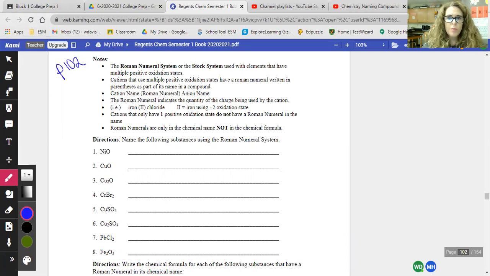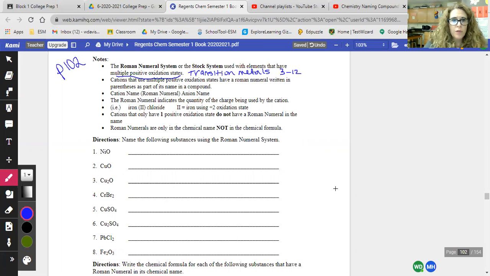Okay. So the Roman system or the stock system is if we have elements that have multiple positive oxidation states. This is going to be our transition metals on the periodic table, which again is between groups 3 and 12. And so they're going to have more than one charge. And so we are going to either be given the charge as a Roman numeral, or we're going to have to figure out the charge based on the negative charge that we're given in a formula.